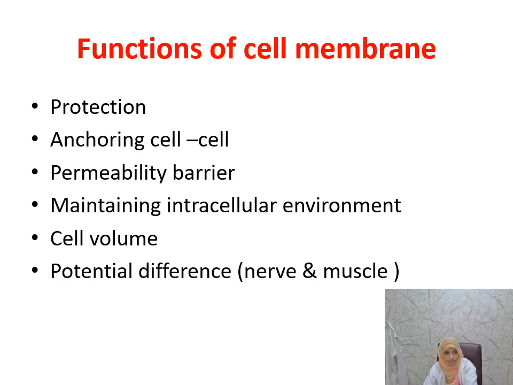So what is the function of the cell membrane? Protection, anchoring one cell to another. It acts as a permeability barrier. It maintains the intracellular environment, helps in maintaining cell volume and also the potential difference between the nerve and the muscle.